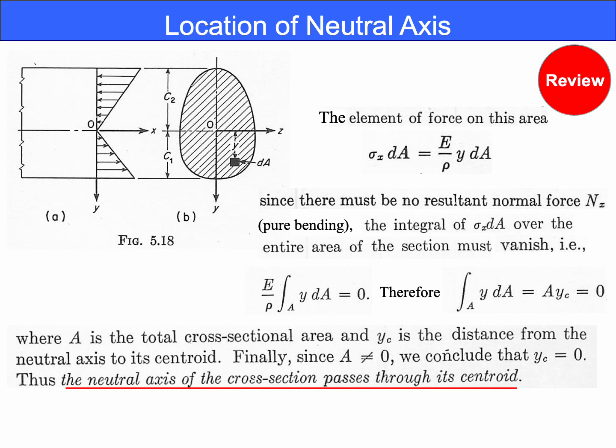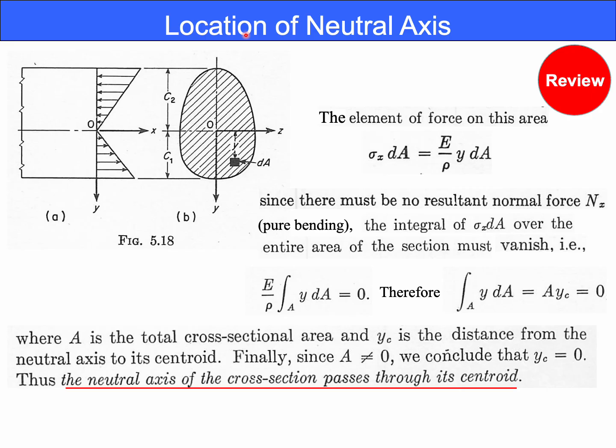Here we focus on how to determine the location of the neutral axis under pure bending. In pure bending, the neutral axis always passes through the centroid of the cross-section. Here. This result comes directly from equilibrium of internal forces. The compressive force must balance the tensile force. Mathematically, this means the first moment of area about the neutral axis is 0.